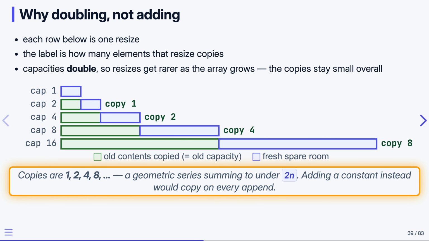Count the copies down the page. 1, then 2, then 4, then 8. Each one is double the last. This is a geometric series, and it sums to less than 2 times, and that is a small total.